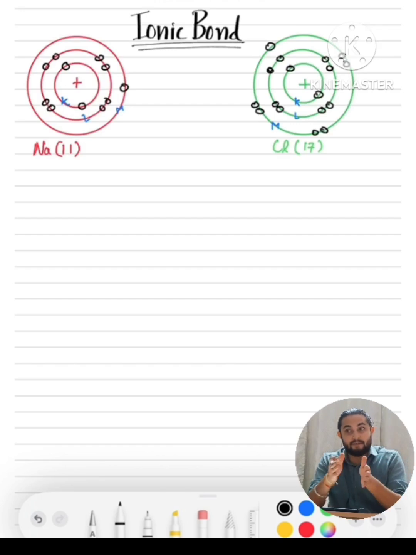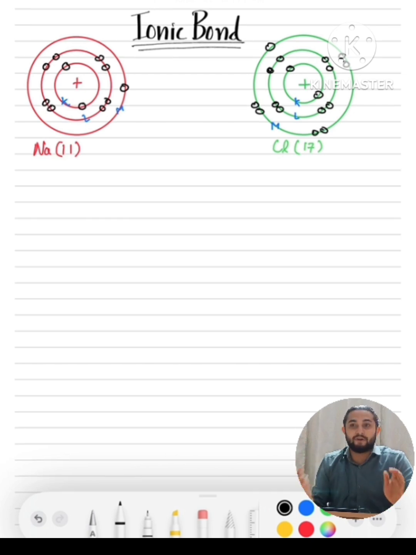Matter around us is made up of atoms. That actually means atoms combine together to build matter. But the question is, how do these atoms combine together? What is that something which is keeping them together?